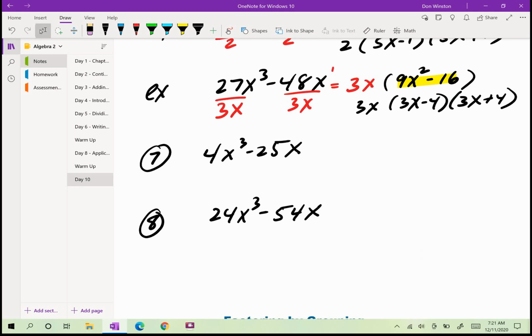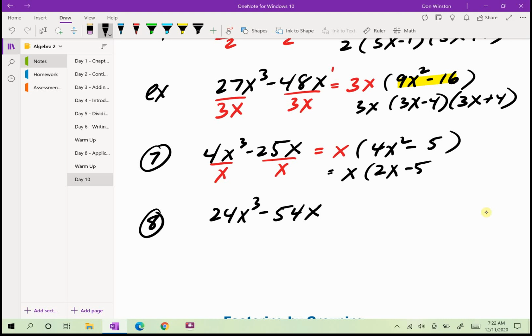Okay, in 7, there's no number I can divide evenly into 4 and 25 other than 1s. But for the variables, my greatest monomial factor is x. So when I factor this, I'll factor out an x. And that will leave me with 4x squared minus 5, in which case I can factor some more. It's a difference of squares: 2x minus 5 times 2x plus 5.